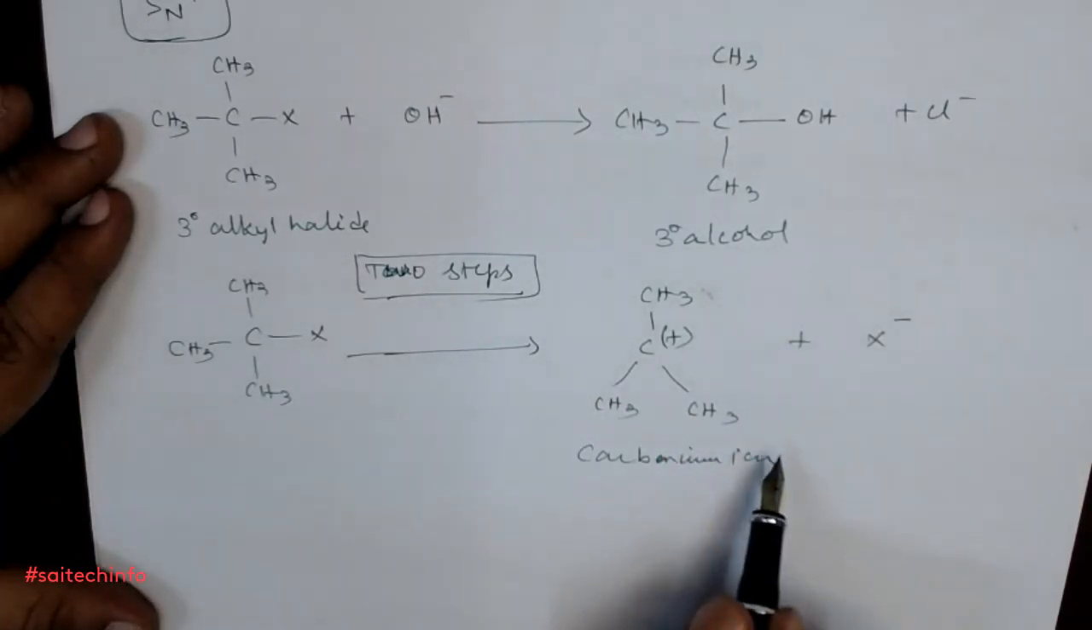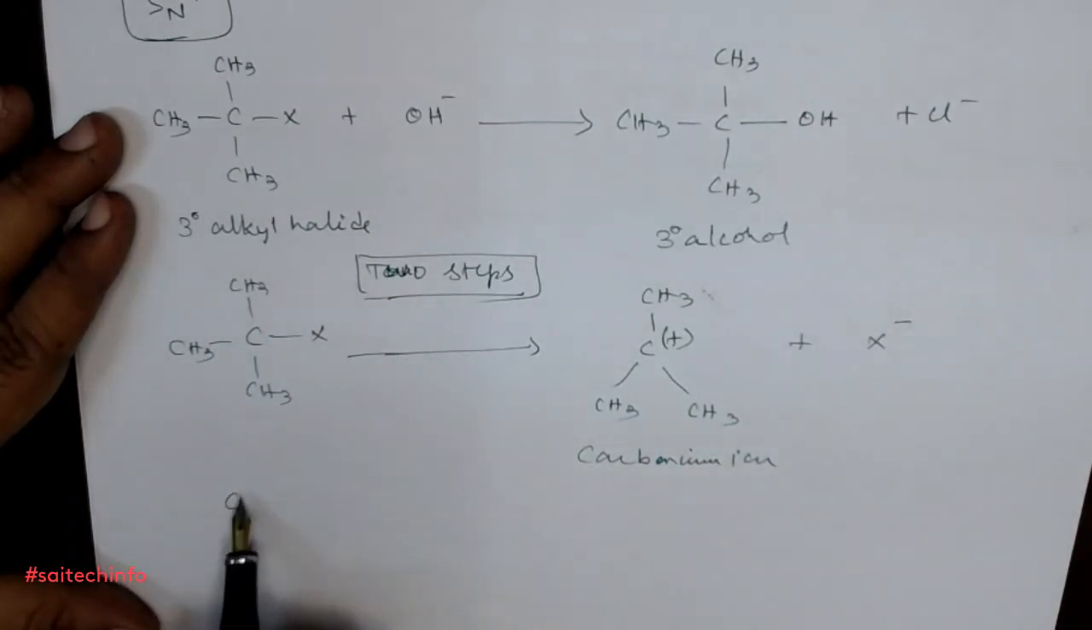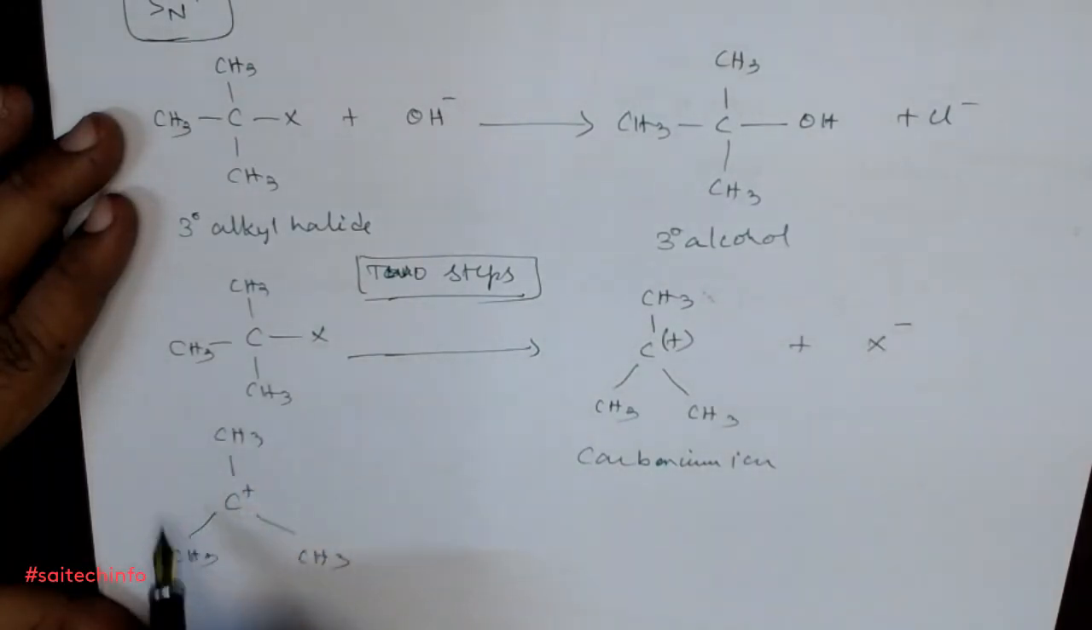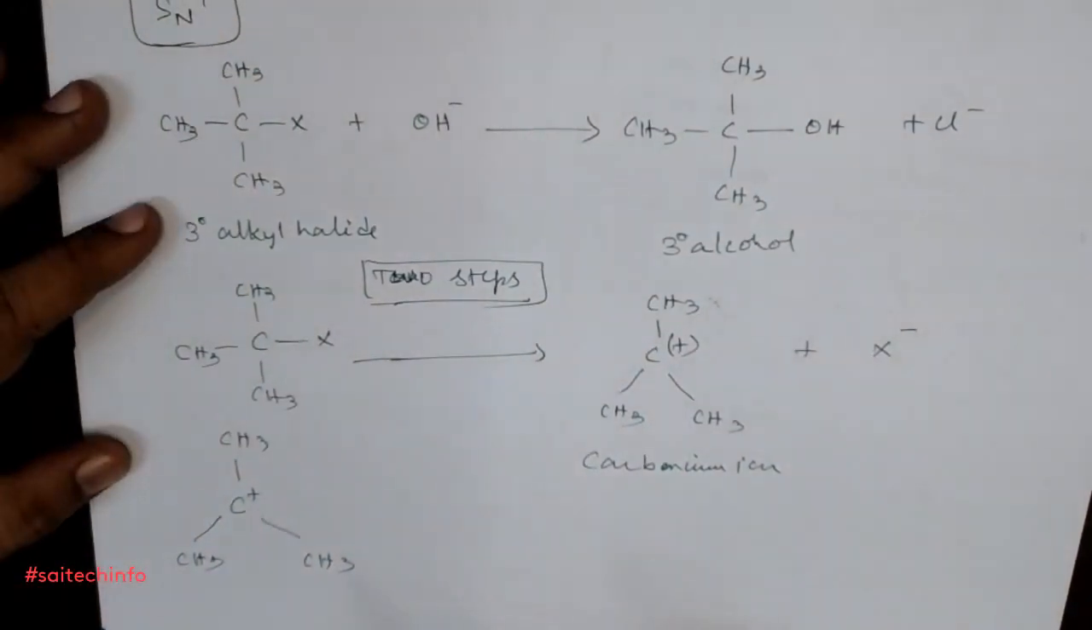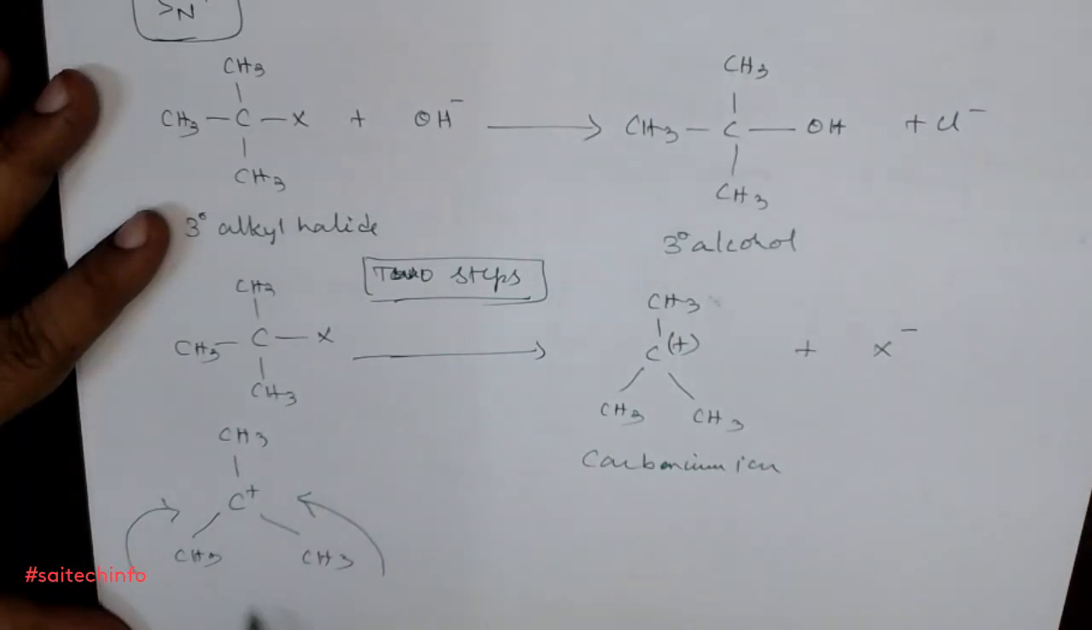So once the carbonium ion is formed, this carbonium ion is attacked by the nucleophile. Since it has this structure, it has the chance of attacking from both sides, so it's called both side attack. OH minus ion can attack either from here or here because it is symmetric. So this is called both side attack.